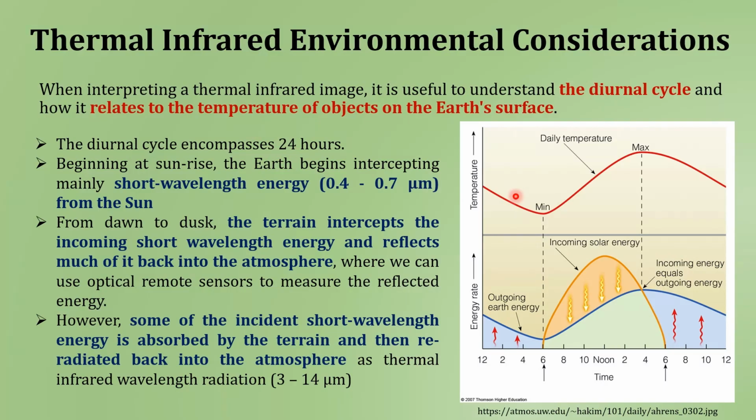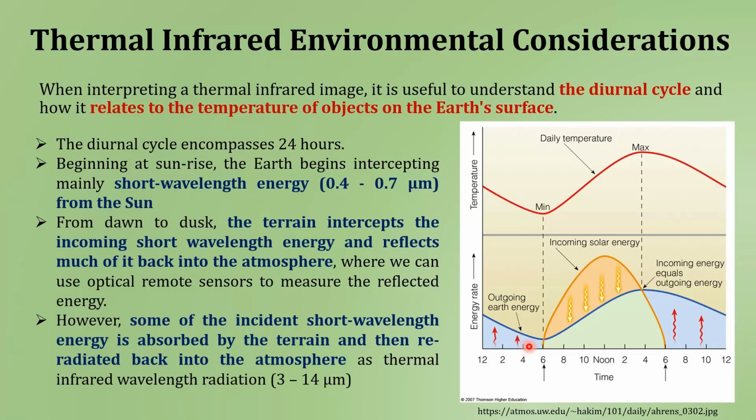If we see in this image, this red line indicates daily temperature in the lower atmosphere, meaning near to the earth surface. And here we have the energy rate. This one is representing the incoming solar energy, and this blue line is representing the outgoing energy in the form of long wave radiation.